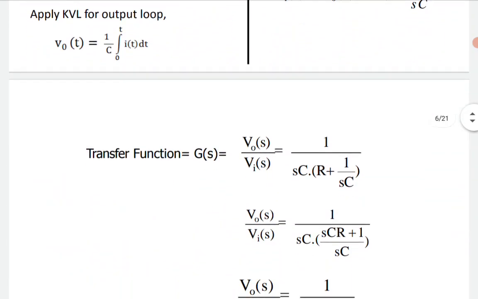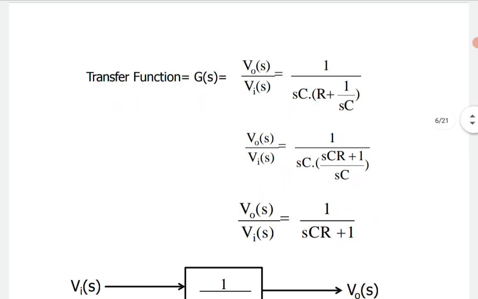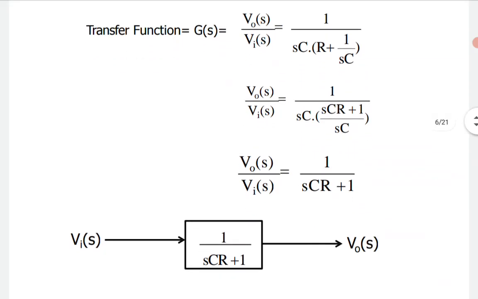Now the transfer function G(s) = V0(s)/Vi(s) = 1/(sC (R + 1/(sC))), and after the respective simplification, this generates V0(s)/Vi(s) = 1/(sCR + 1). So the transfer function for the RC network is 1/(sCR + 1).